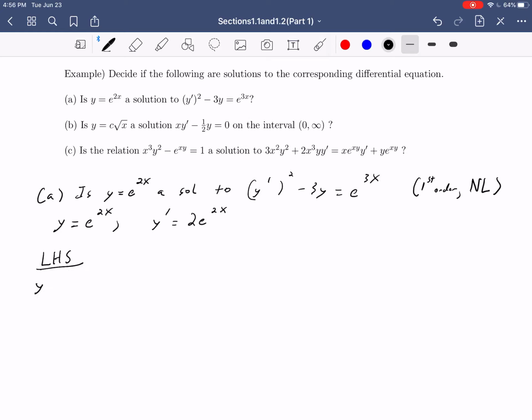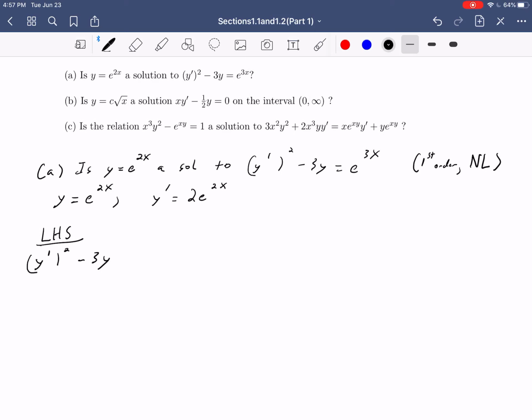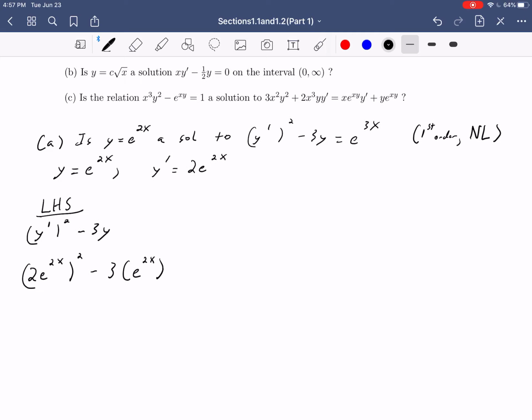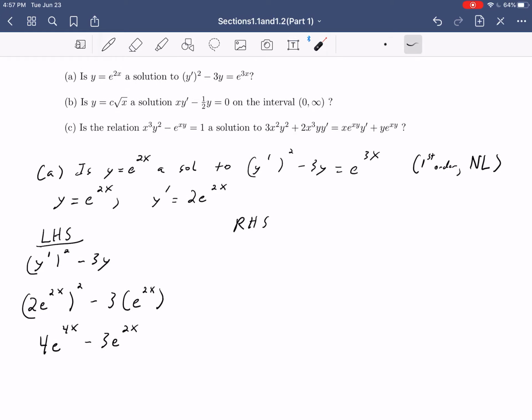So for the left-hand side, we have y prime squared minus 3y. According to this, y prime should be replaced with 2e to the 2x, and y should be replaced with e to the 2x. So we have (2e to the 2x) squared minus 3 times e to the 2x. If we simplify that a little bit, we'd get 4e to the 4x minus 3e to the 2x. The right-hand side could potentially involve y or y prime, but in this case, it just involves e to the 3x. So the right-hand side, we immediately know, is e to the 3x.